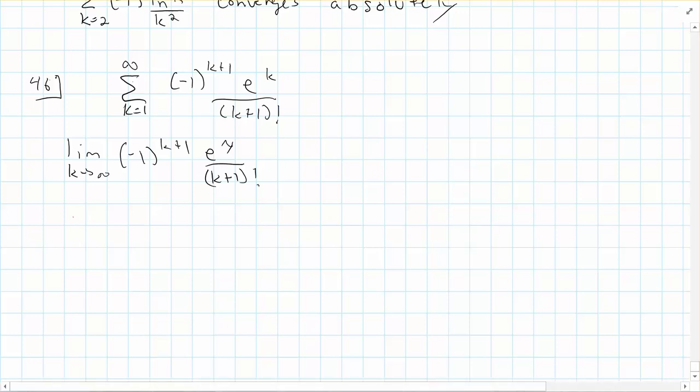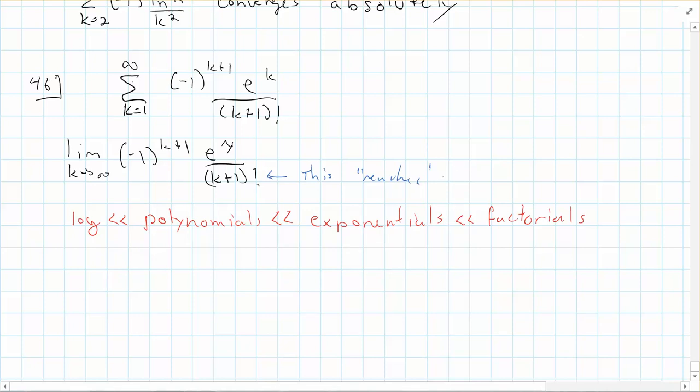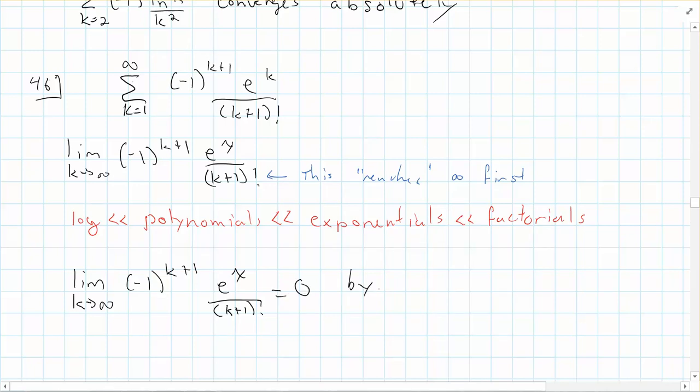But the growth rates, remember, are logs grow much slower than polynomials, which grow much slower than exponentials, which grow much slower than factorials. So what does that mean? That means this, I'll put it in quotes, reaches, because we can never actually reach it, reaches infinity first. It doesn't actually get to infinity, but it gets bigger first. So that means the limit as k goes to infinity of -1 to the k plus 1 e to the k over k plus 1 factorial equals 0 by growth rates.